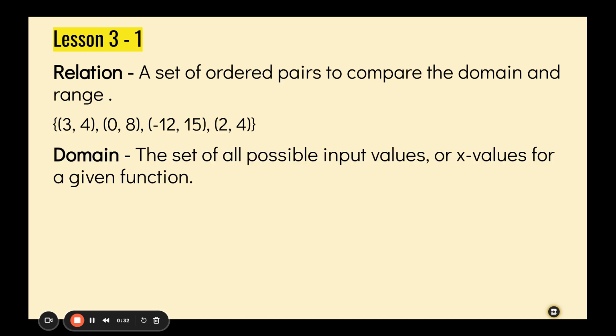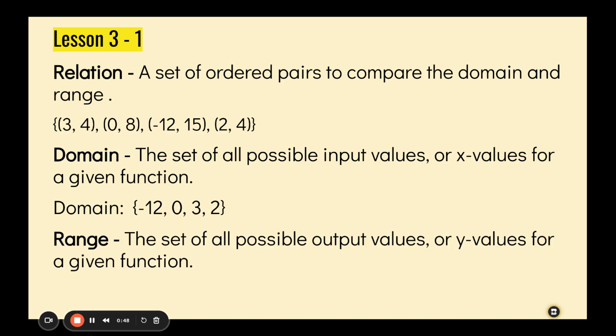Okay, the domain, the set of all possible input values or x values for a given function. From the relation that was up above, all I did was put all the x values and I put them in numerical order. Range, the set of all possible output values or y values for a given function. And I still use the same relation at the top. Okay, and 4, if you notice 4 was in the first and the last ordered pair, I don't need to write it twice, just once.